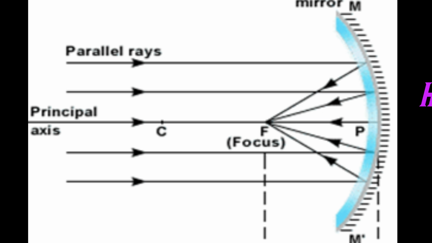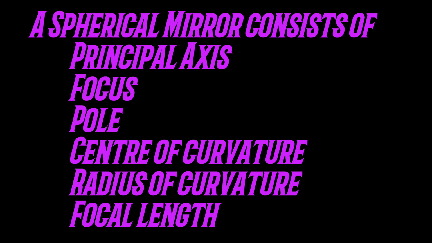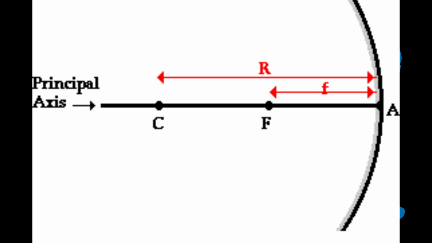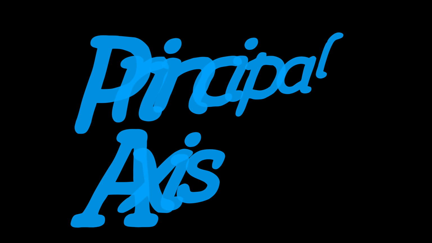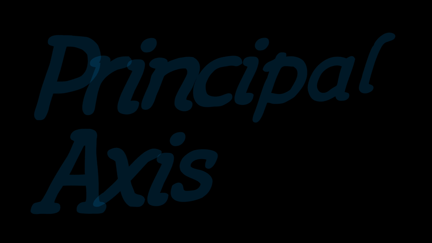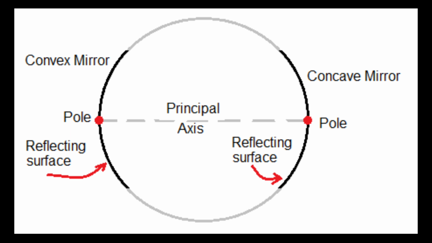A spherical mirror consists of a principal axis, a pole, a focus, a center of curvature, radius of curvature, and focal length. Principal axis is a line passing through the spherical mirror that divides the spherical mirror into two equal halves. Pole is a point that lies exactly at the center of the spherical mirror.